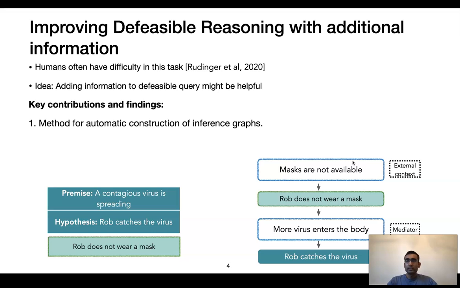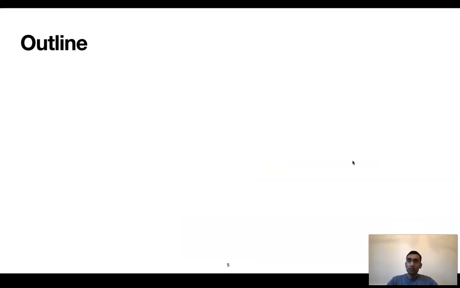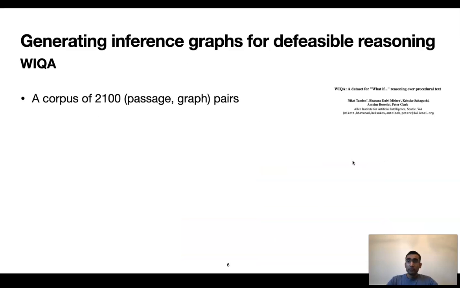So the key contributions are that we present a method for constructing so-called inference graphs. And we find by our human evaluation that these graphs actually help humans at defeasible reasoning. Now let's move on to generating these graphs.